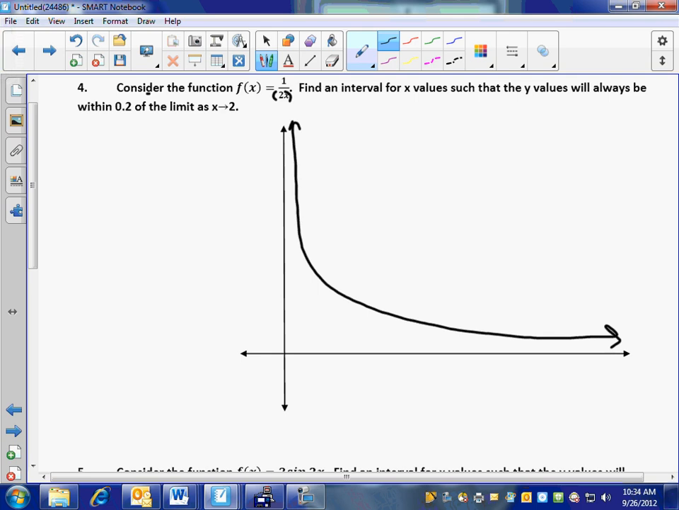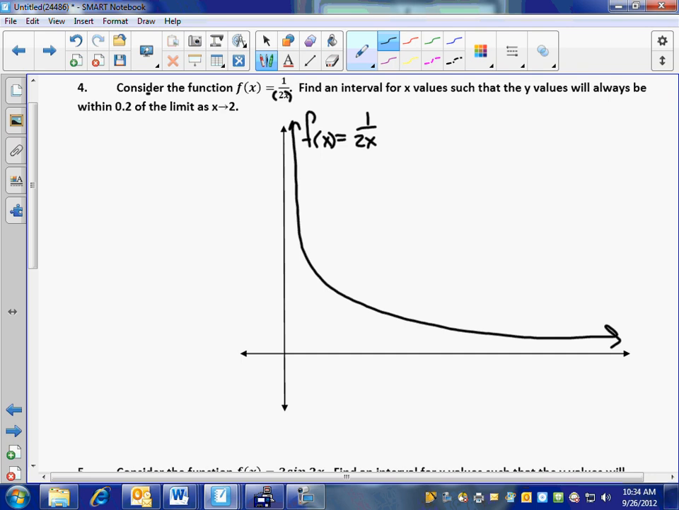So the first question on the test: could you sketch a graph of a function? I would hope so. All right? And now I'm going to start to label things. This is f of x is equal to 1 over 2x.